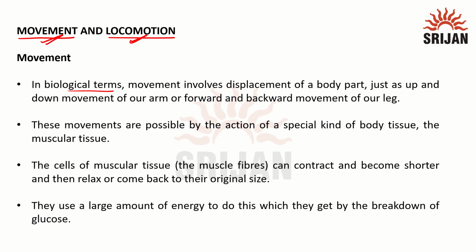In biological terms, movement involves displacement of a body part, such as up and down movement of our arm, forward and backward movement of our leg, and so on. These movements are possible by the action of a special kind of body tissue, that is our muscular tissue. Muscular tissue is made up of special cells, the muscle cells or muscle fibers, and they have the ability to contract and become shorter, or they can relax and come back to their original size. Because of this contraction and relaxation, they can pull the bone or release it.